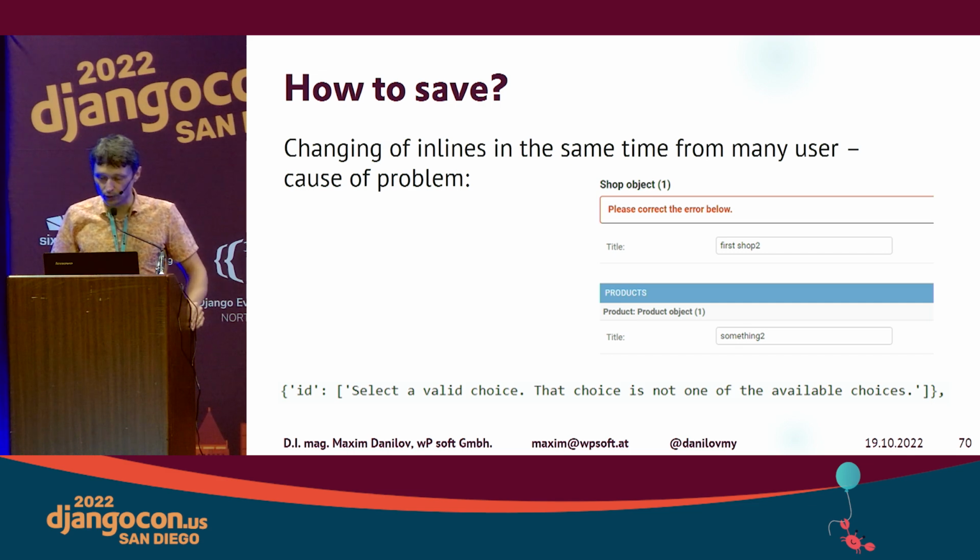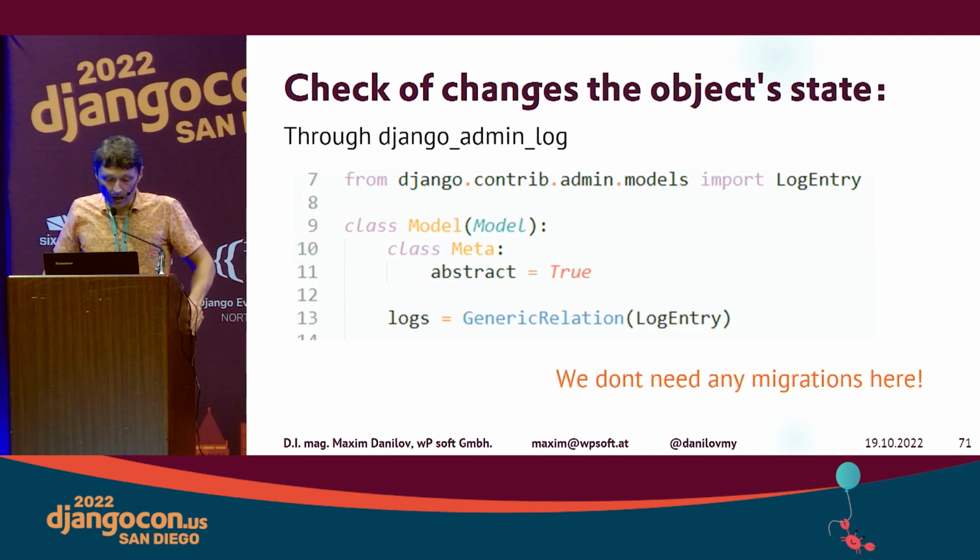And I think we should use the versioning possibility that exists in Django. We can do it through Django Admin log. For every model which we use in the admin panel, we can add an attribute log as a generic relation to LogEntry, to Django Admin log. And we don't need any migration. It's important. It works normally without migration. We can use it right now in every Django project.